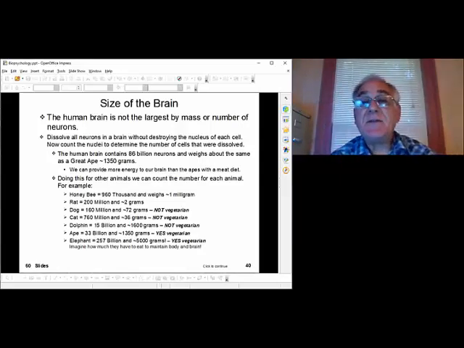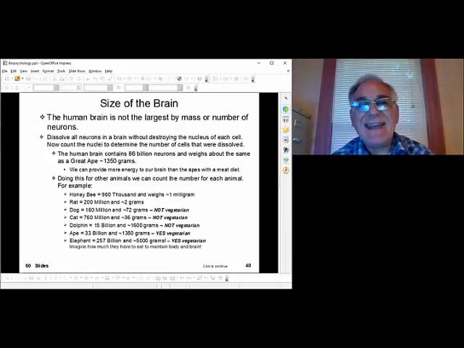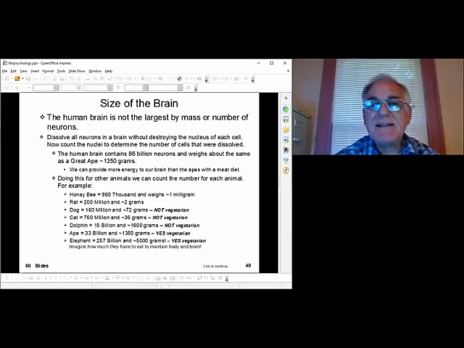We do this for lots of different animals. A honeybee, a tiny little thing, has 960,000, but its brain is only 1 milligram. The rat has 200 million, and the brain of a rat weighs 2 grams. The dog has 160 million and weighs 72 grams, but it's not vegetarian. It eats meat, so it can handle a larger body and a larger head weight. The cat has 760 million, but it only weighs 36 grams.